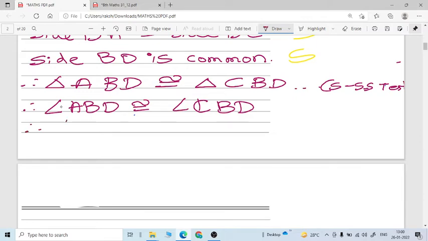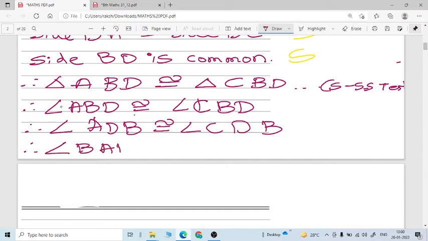One more angle is the same. Angle ADB is congruent to CDB. Correct. And one more, BAD is congruent to angle BCD. So the property for all these three, write in your notebook. I am dictating. Write in your notebook, right here.